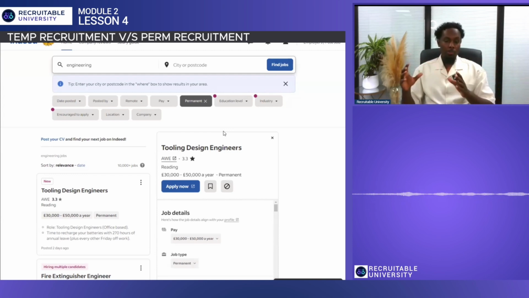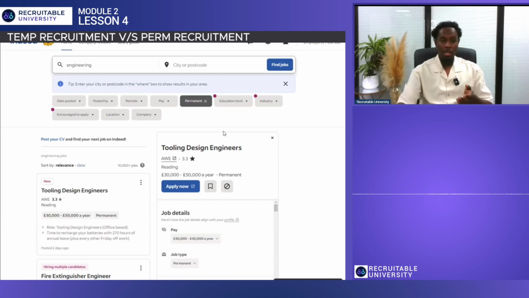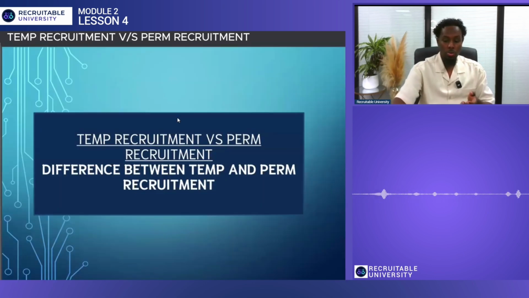So temp recruitment is slightly different. The candidate is on your books. The candidates you have to pay. The candidates are your responsibility. Once the candidates work, they will come to you for their pay and anything else. And we'll go into that shortly.